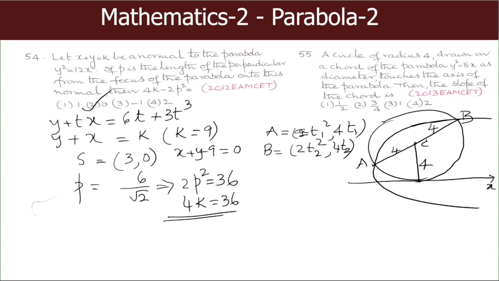Then the y coordinate of the center C becomes 4, because the circle touches the x axis. The y coordinate of C is 2 times T1 plus T2. The y coordinate of C must be equal to 4. So, T1 plus T2 equal to 2.